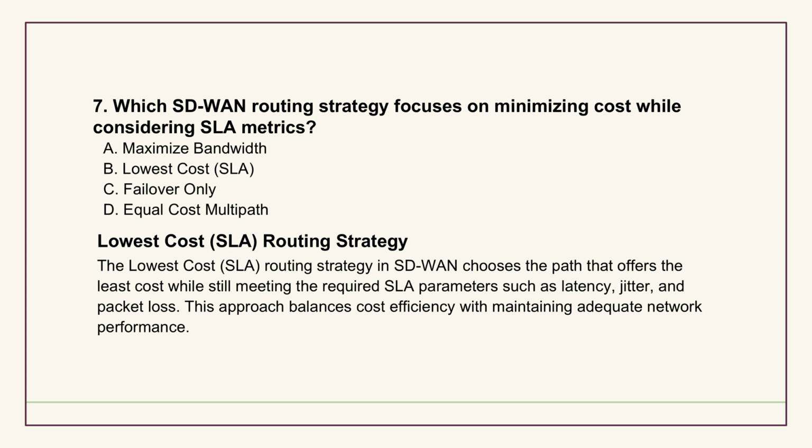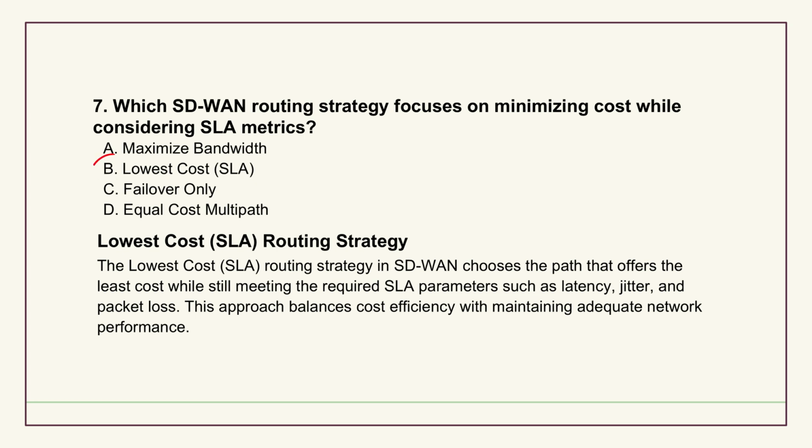One specific one is lowest cost, SLA. Lowest cost, SLA. So it's about cost, but with a catch. Kind of. You assign an administrative cost to your links. Maybe your MPLS is low cost and LTE is high cost. Right. This strategy tries to use the lowest cost link first, but, and this is key, only if that link meets the required performance SLA targets for that traffic.